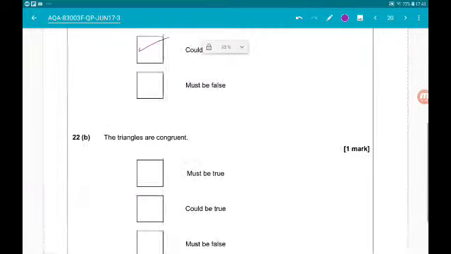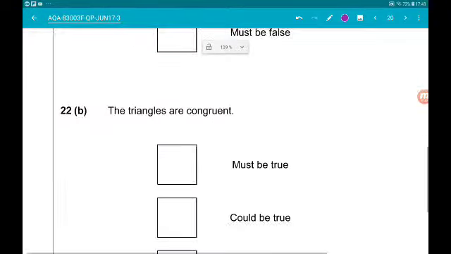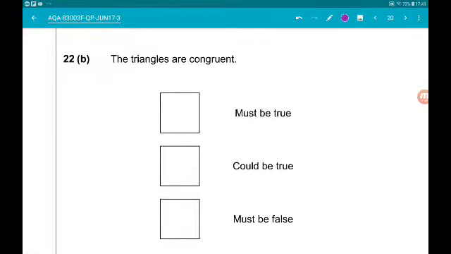Okay, then part B, the triangles are congruent. Okay, so these 2 triangles are formed from being between the same 2 parallelograms. So they do have to be exactly the same. So they are congruent.